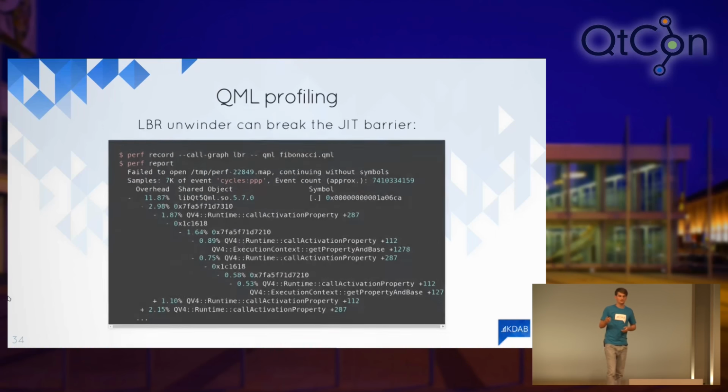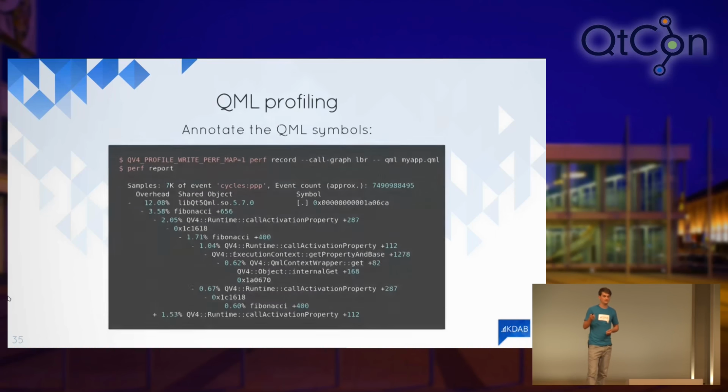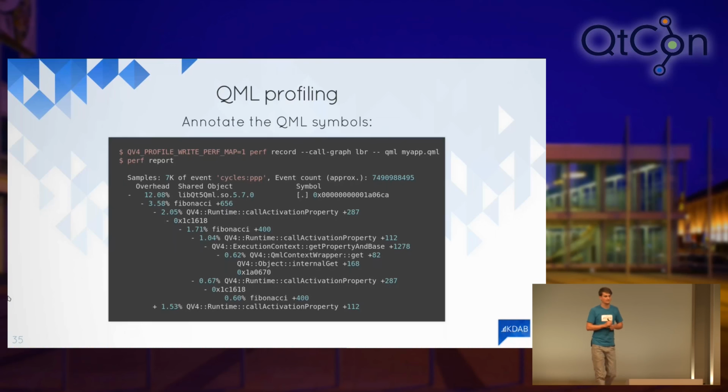If you, though, use the LBR, the last branch record, call stack unwinder, you can actually get further. It will not be broken up by the JIT. The thing is, you still get only the raw addresses inside the perf report. And thankfully, there's a feature inside Qt since I think 5.6 or something like that, where you can pass the environment variable QV4_PROFILE_WRITE_PERF_MAP=1. And once you do that, Qt declarative will write the perf map file.